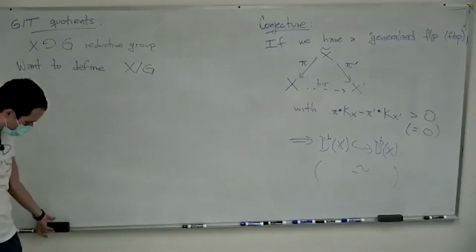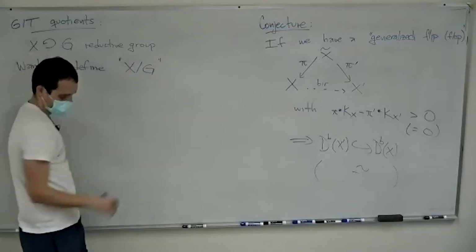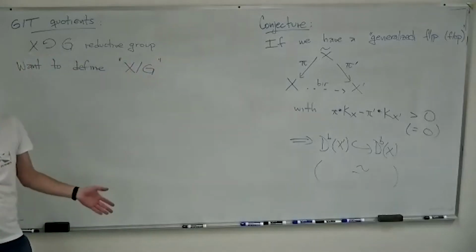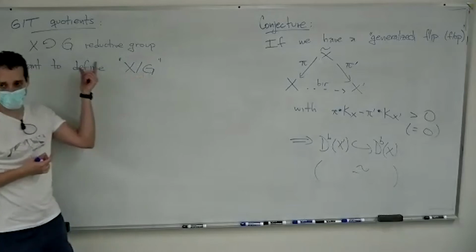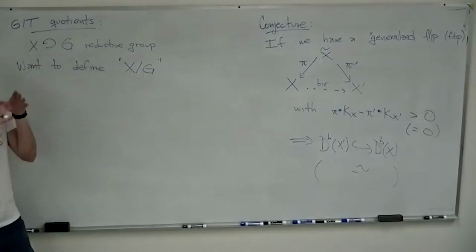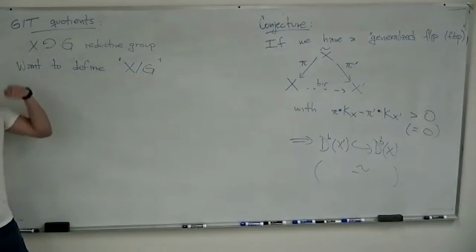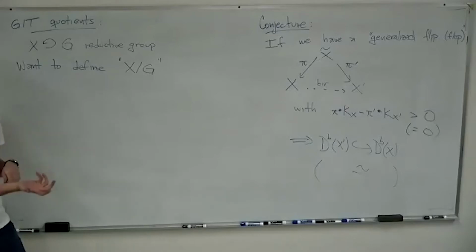You want to define the quotient of X mod G. There are several approaches to do such a thing, and the approach of geometric invariant theory says: in the quotient, the coordinate ring of the quotient should be the coordinate ring of X, but only the elements that are fixed by G. So G will act on the coordinate ring of X, and if you only consider the invariants in that ring, that should be the ring of the quotient.